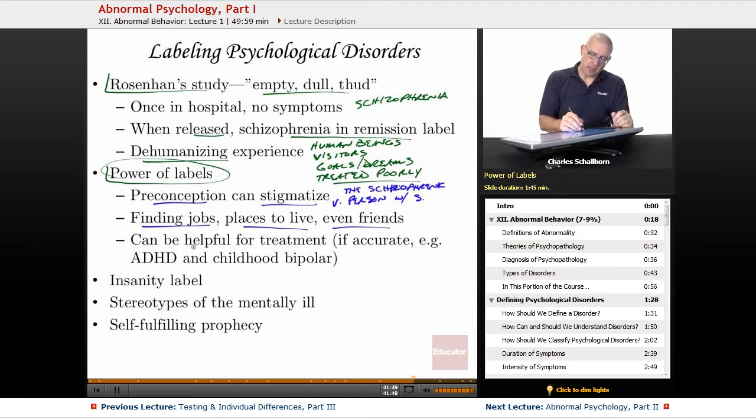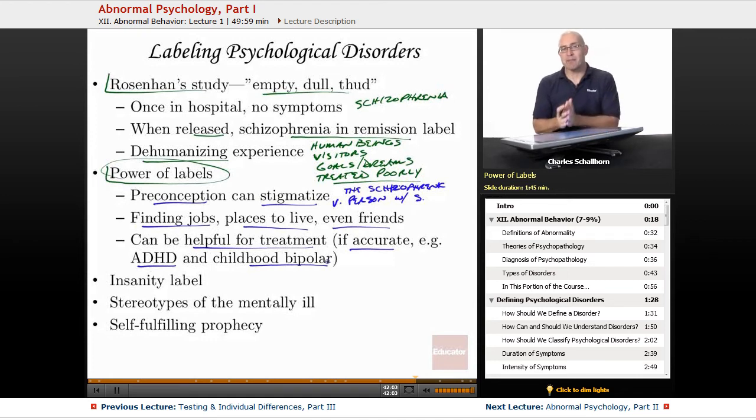However, labels can be helpful for treatment, for example, if it's accurate. But oftentimes there is a kid who is labeled as ADHD, but later on what they discover is the child actually had childhood bipolar disorder. So diagnoses are potentially tricky things. We're going to deal with the insanity label because that's a legal term.